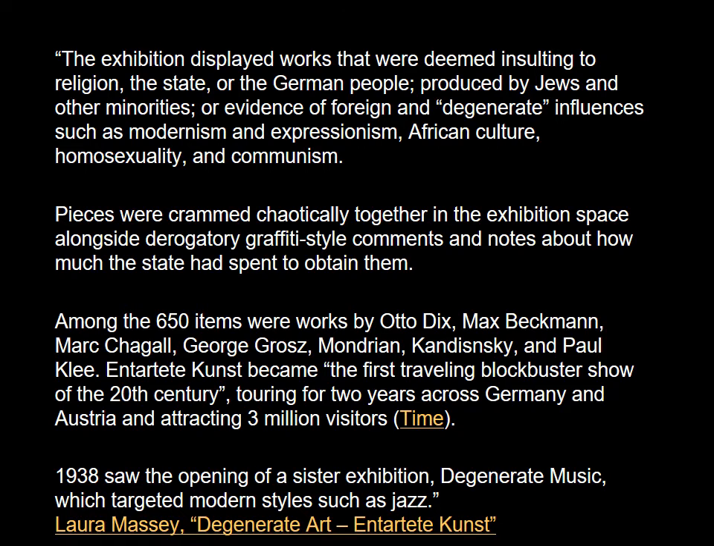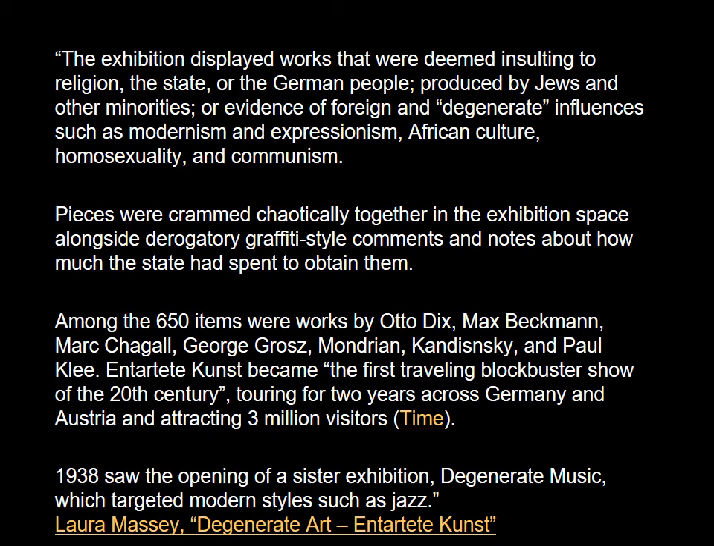They were produced by Jews and other minorities, or there was evidence of foreign and degenerate influences such as modernism and expressionism, African culture, homosexuality, and communism. Pieces were crammed chaotically together in the exhibition space, alongside derogatory graffiti-style comments and notes about how much the state had spent to obtain them. Among the 650 works were works by Otto Dix, Max Beckmann, Marc Chagall, George Grosz, Mondrian, Kandinsky, and Paul Klee.